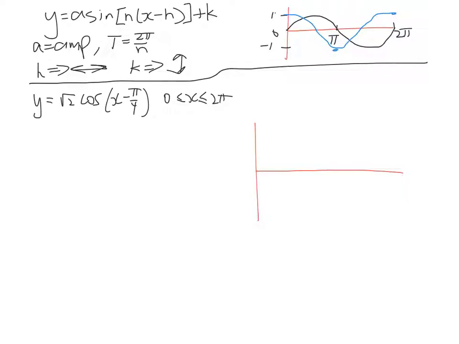Now, to sketch with a phase shift, we still need to identify our amplitude, period, and after that we can have a look at our phase shift. So in this case, we've got an amplitude of √2 with our period, T equals 2 pi over the coefficient of x, which is 1, so it's 2 pi over 1, which is just 2 pi. So we're going to go through one period over this domain. And our phase shift tells us we're going to the right by pi on 4.